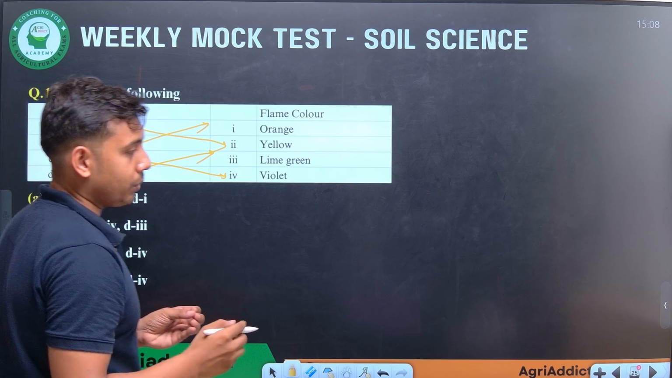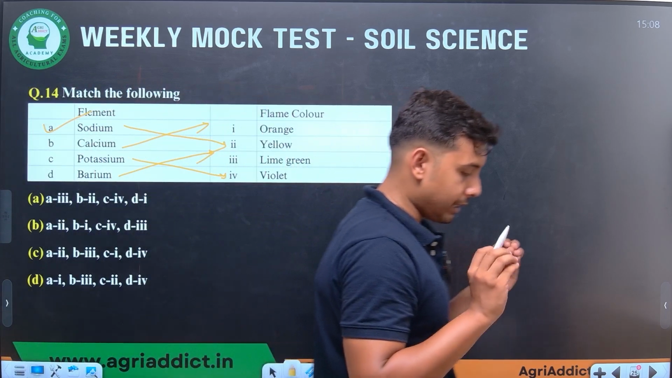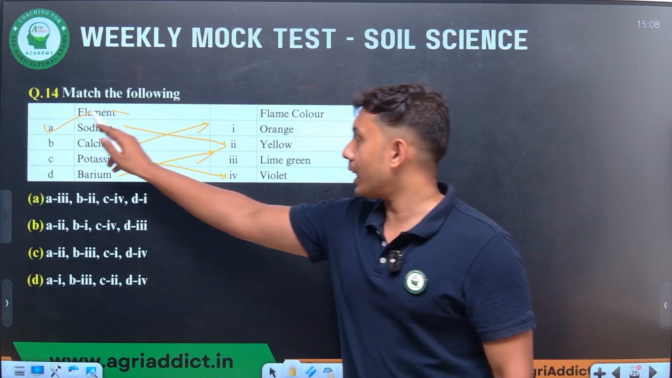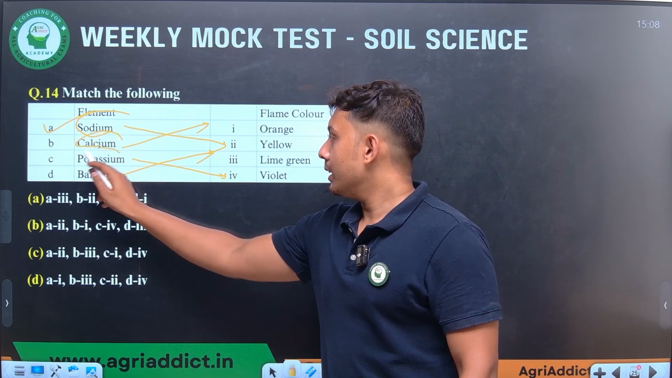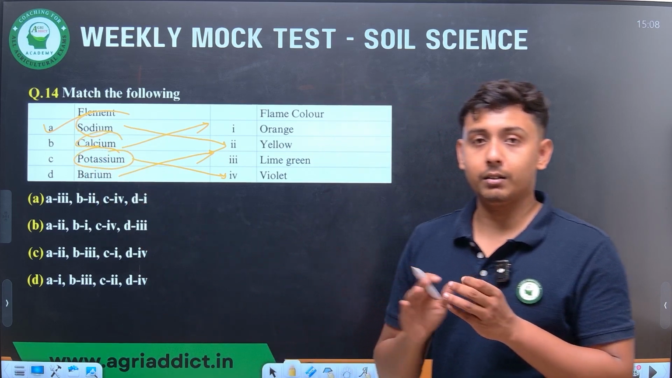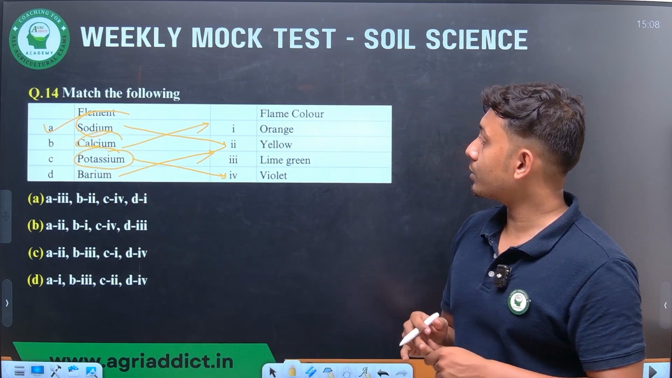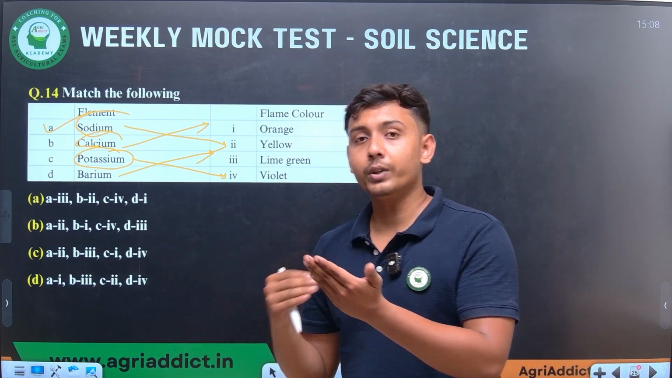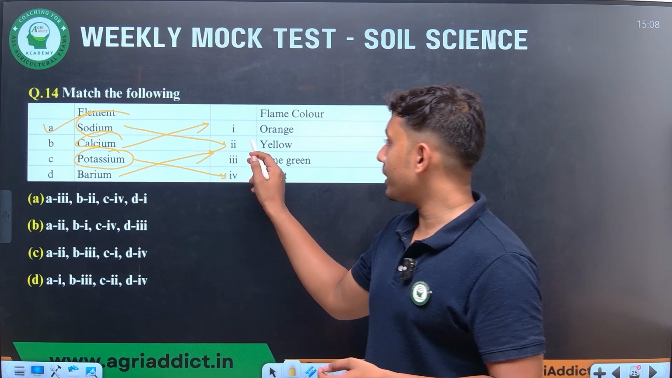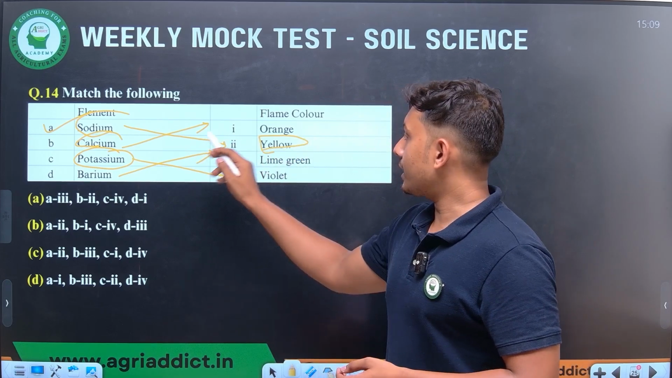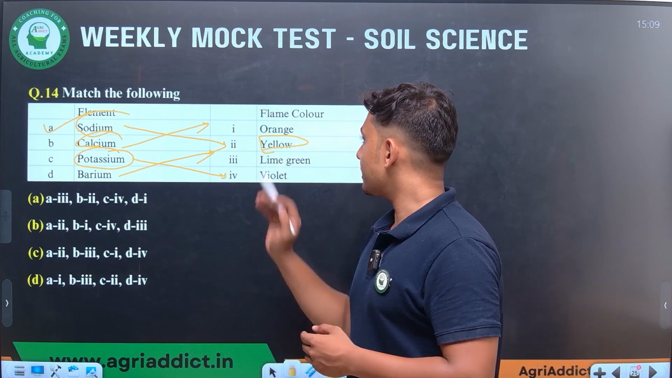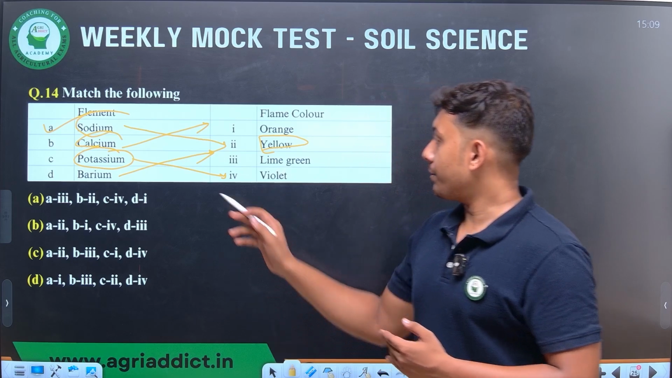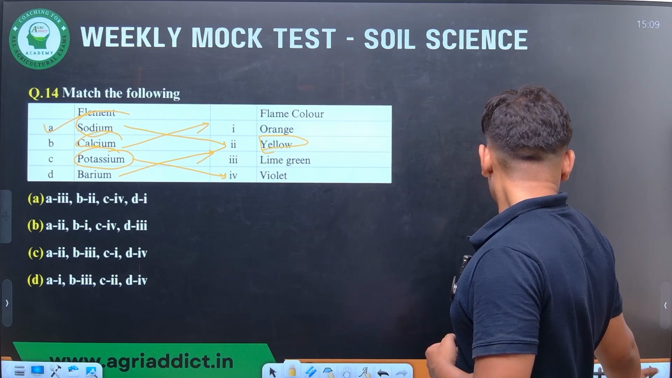So we have to learn and remember this, especially the important ones, mainly sodium, calcium, and potassium. These questions can come directly also, asking what is the flame color of that, or what is the wavelength we get in the flame photometer. For sodium it is yellow, for calcium orange, for potassium it is violet, and barium is lime green.